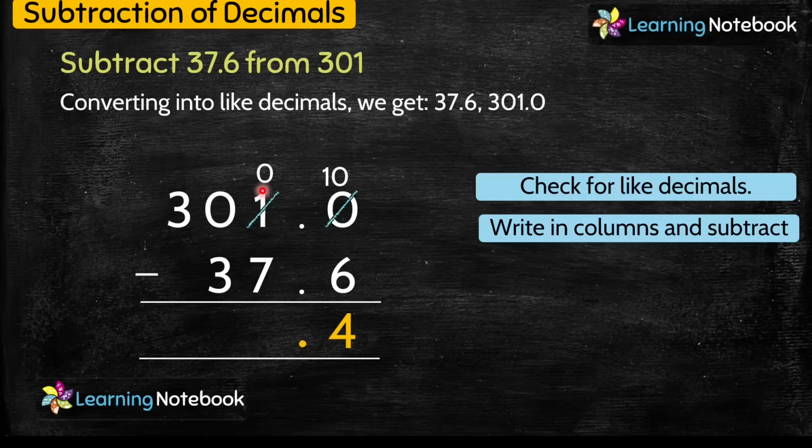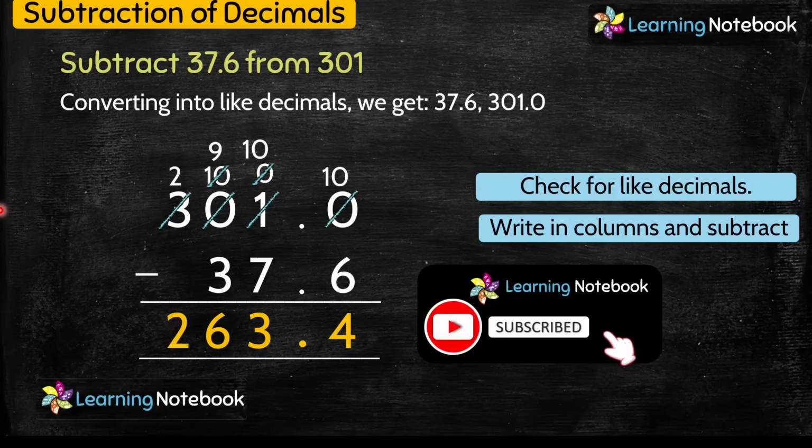But again 0 is weaker than 7. So 0 borrows from 3. 3 becomes 2 and we keep on borrowing. And finally this 0 becomes 10. 10 minus 7 equals to 3. 9 minus 3 equals to 6. And then we have 2. So answer is 263.4.